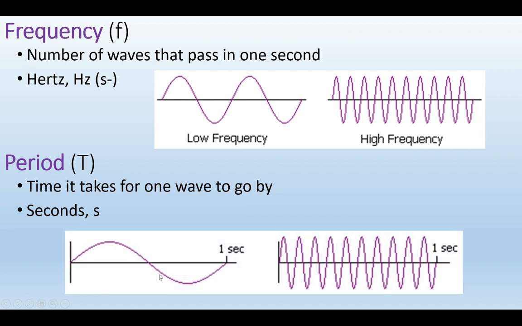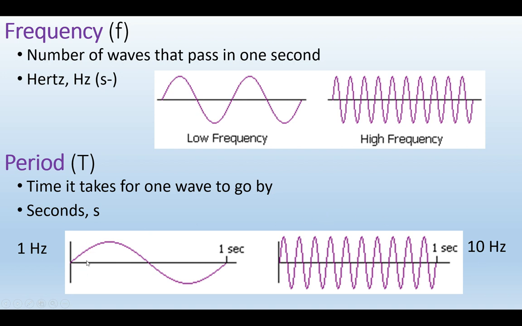So we look at this wave right here, and this is 1 second. We have one wave, one complete wave going by in 1 second. So our frequency is going to be 1 hertz. If we look at this wave, okay, how many waves do we have going by in 1 second? We have 1, 2, 3, 4, 5, 6, 7, 8, 9, 10. So in this situation, we have 10 waves going by in 1 second. So we have a frequency of 10 hertz.